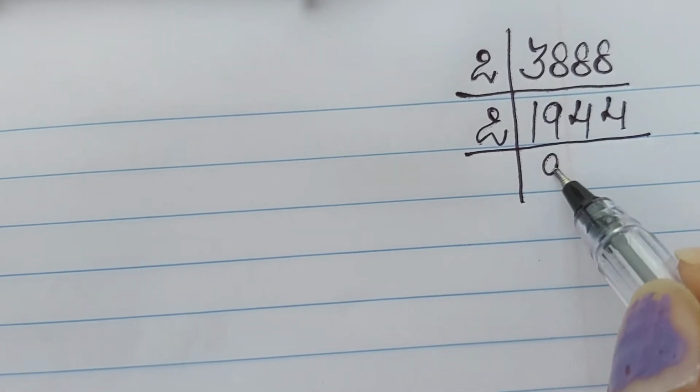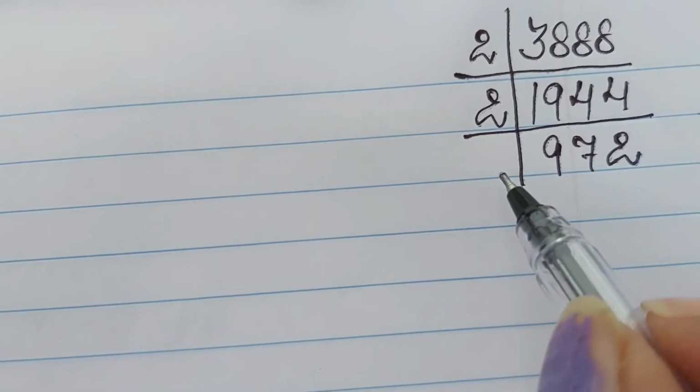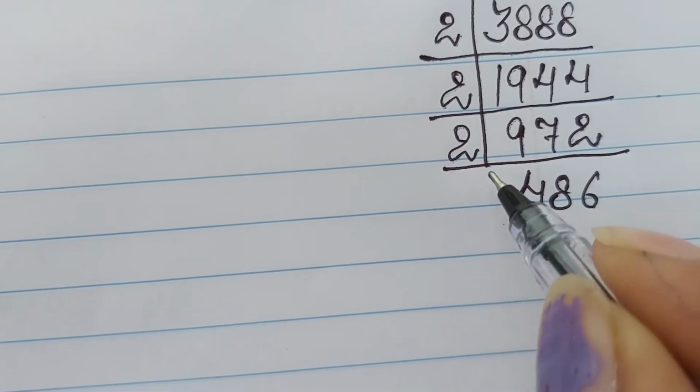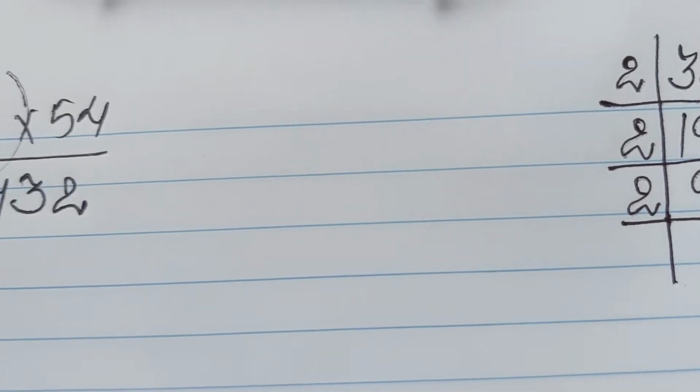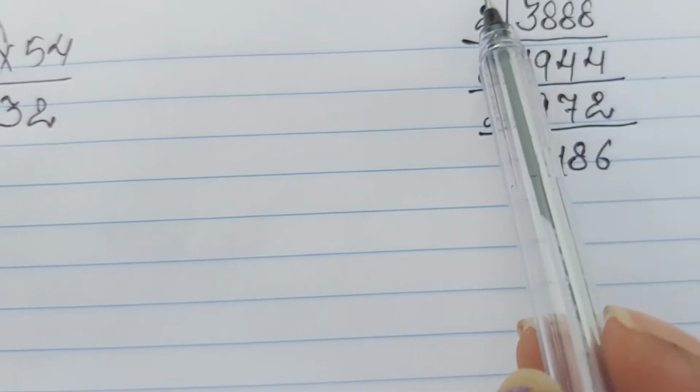Again you can divide it on 2. Now your quotient will be 972. Again you can divide it on 2. Now you will get here 486. Now see beta, downside 432 is there. So you will stop here.